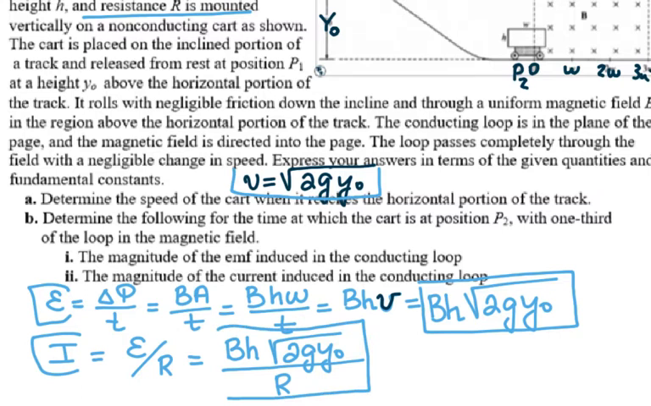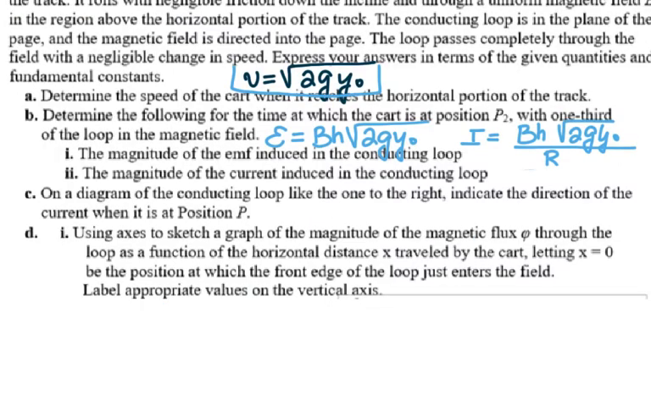And it doesn't matter that it entered 1/3 into the magnetic field, or 2/3. As long as it's not fully in the magnetic field, it will have the current, and it will depend on the velocity at which it's moving, because you can see that EMF depends on this velocity. For C part, they say on the following diagram on the conducting loop, indicate the direction of the current when it is in position P2.